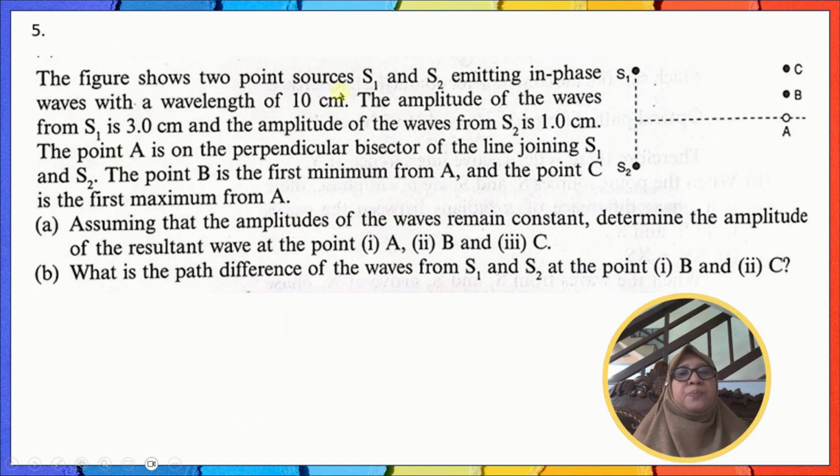Okay, the figure shows two point sources S1 and S2 emitting in-phase waves with a wavelength of 10 centimeters. The amplitude of the waves from S1 is 3 centimeters and the amplitude of the waves from S2 is 1 centimeter. Point A is on the perpendicular bisector of the line joining S1 and S2. Point B is the first minimum from A, and point C is the first maximum from A.